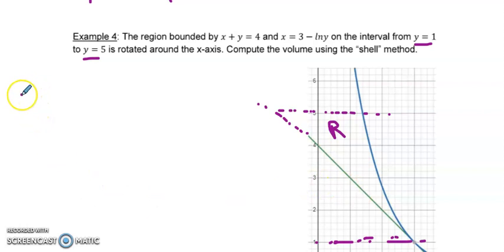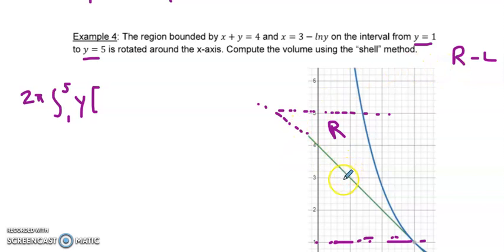So I'm going to set up 2 pi out in front, and then I have 1 to 5 being the y values that are the limits of integration, and I need y, and then I need right curve minus left curve, right minus left, just like when we do area or volume with respect to y. So I need to figure out my right curve. My right curve is this one that's curved, so it's the ln curve. So that's the 3 minus ln of y.